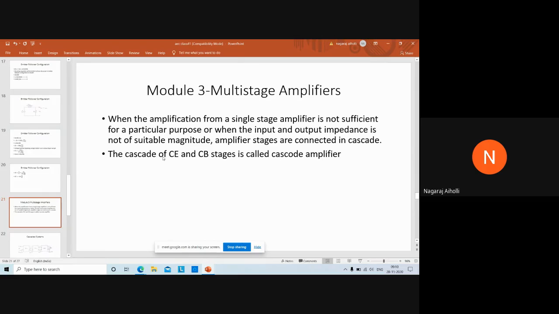A cascade of a common emitter and a common base stage is called a cascode amplifier. A cascade of a common emitter amplifier and a common base amplifier is called a cascode amplifier. We'll see what these are next.